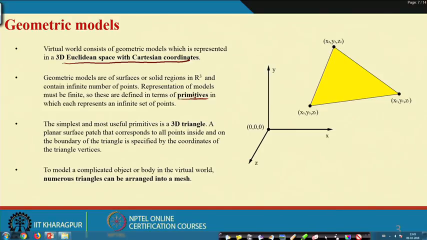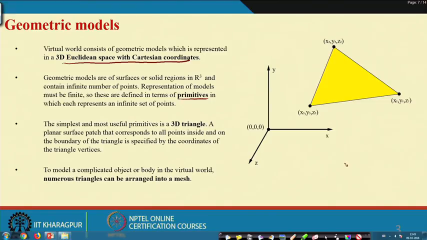The simplest and most useful primitive is a 3D triangle, a planar surface patch that corresponds to all points inside and on the boundary of the triangle, specified by the coordinates of the triangle vertices. Why are we considering a triangle and not others? Because if you consider any quadrilateral form, it will have more computational complexity, and that will consume a lot of cost and time. For simplification, we consider the 3D triangle the most basic primitive used in the development of 3D models.